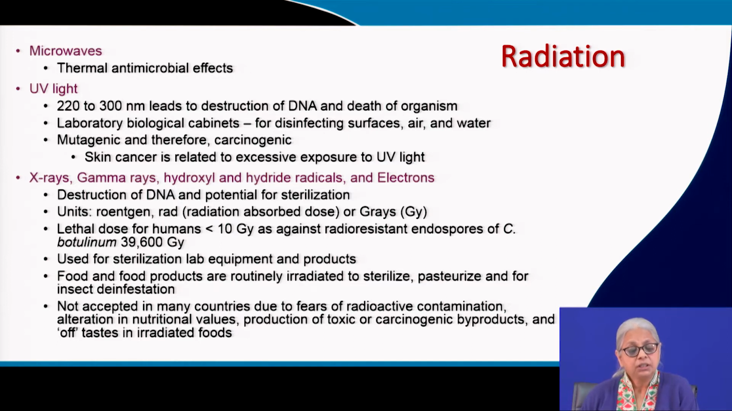These types of radiation can be used for sterilizing lab equipment as well as all types of products. They are used for sterilizing food as well as food products. They can be used for pasteurization as well as for insect de-infestation. One of the problems in food preservation is when you have a large amount of dry grains and legumes and so on. These grain type foods are often infested by the larvae of insects. So sterilizing with these types of radiation has been found effective for preserving these types of food and food products for a longer period of time.